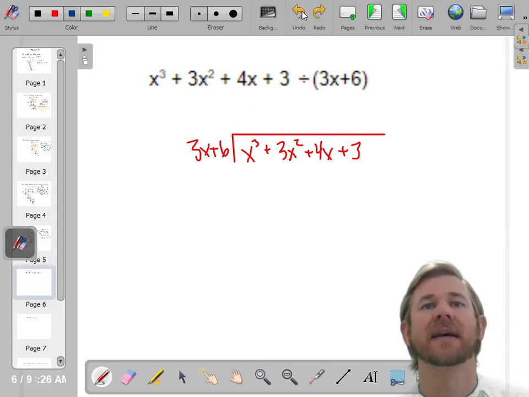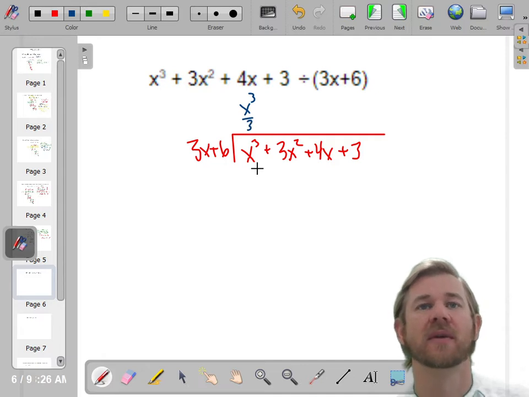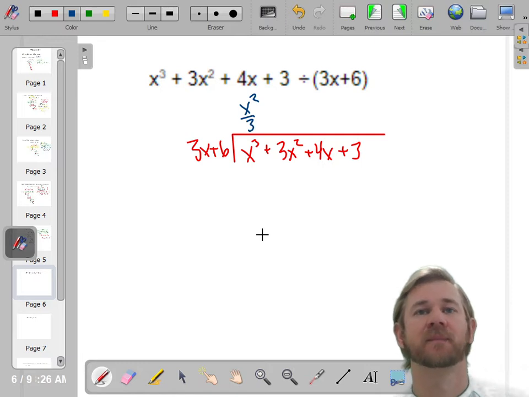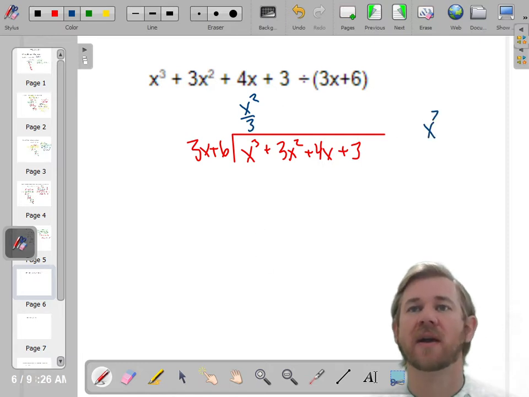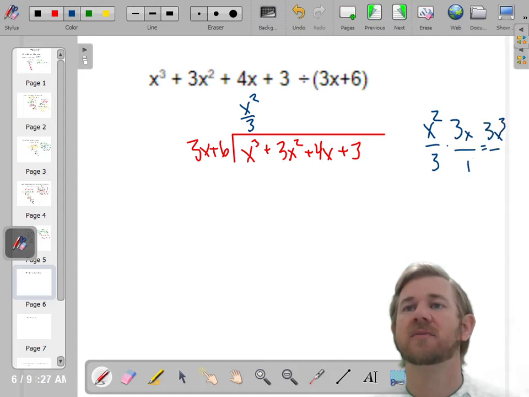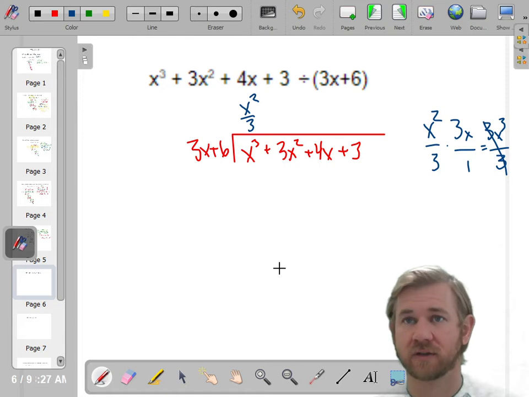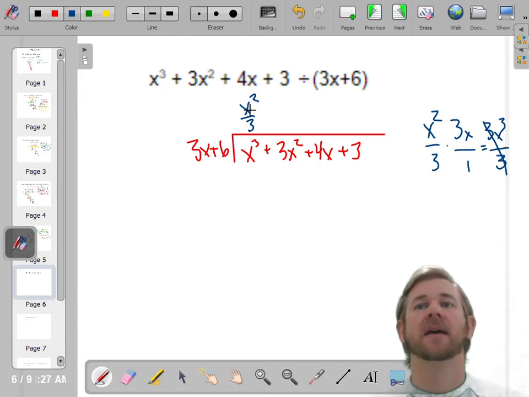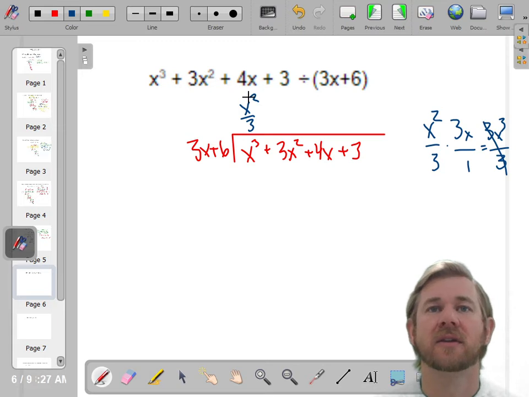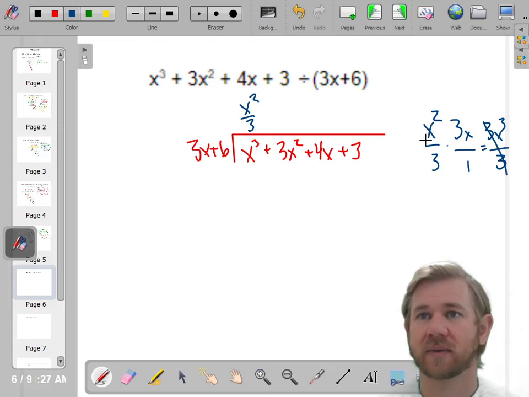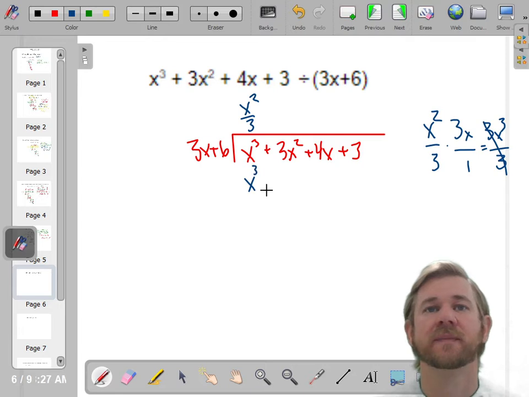Or you could write it as x squared over 3, because if you multiply x squared over 3 times 3x, you get 3x cubed over 3, which is just x cubed. So I have to distribute that, and that's going to be x squared over 3 times 3x. That's what I just did right here. That's your x cubed. And then I also have to multiply times 6. So plus 6 divided by 3 is 2, and 2 times x squared is 2x squared.